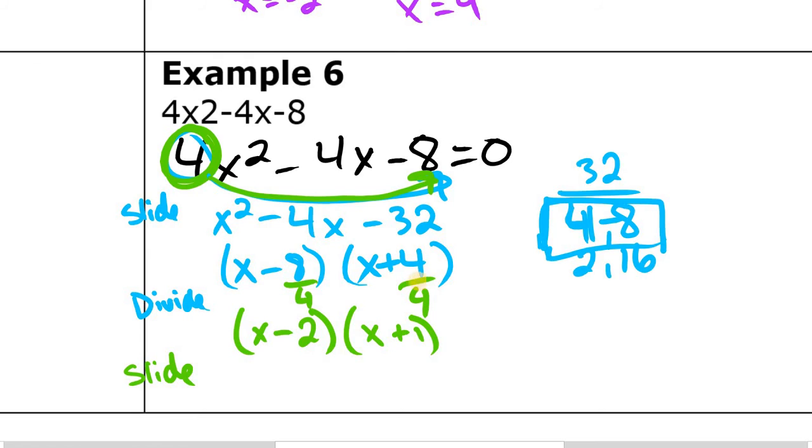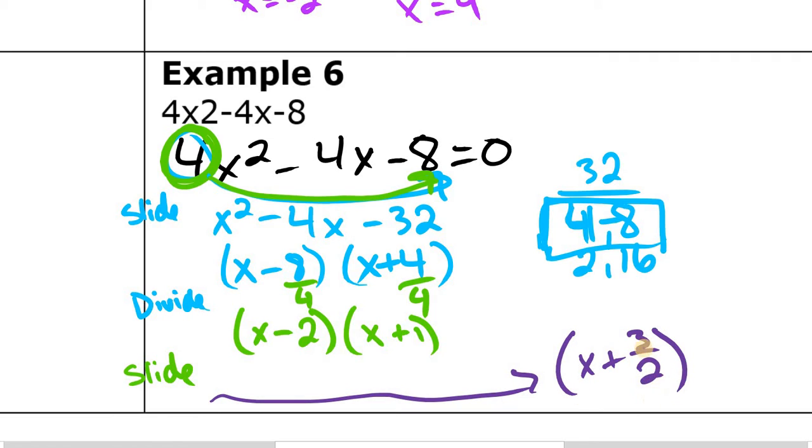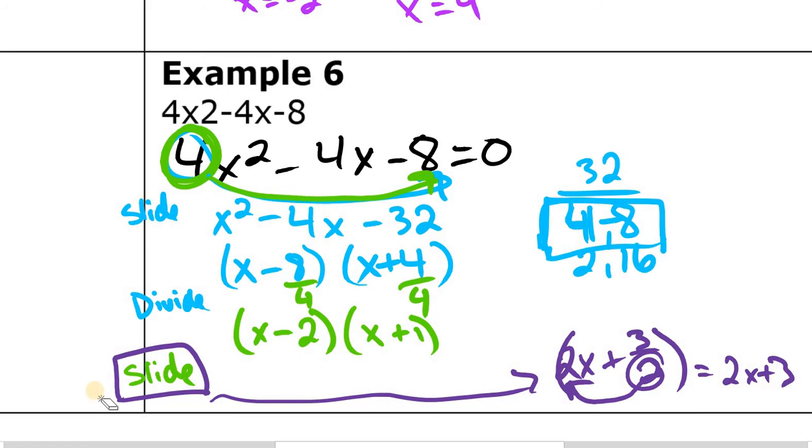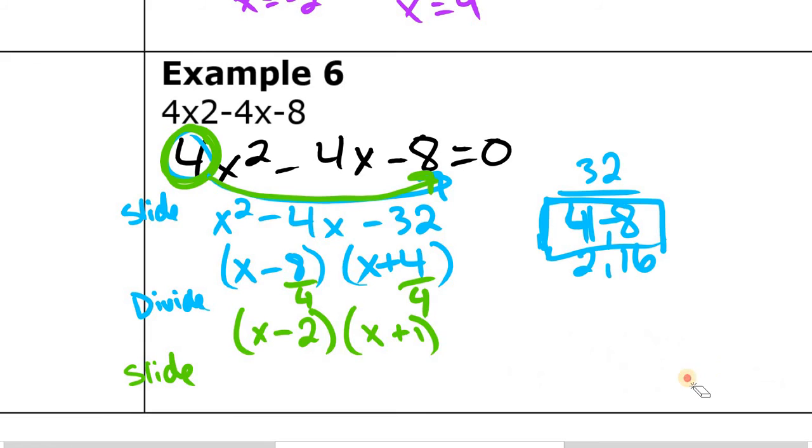So if there was something in the denominator, so for example, and this is fake, so don't get caught up on it, but if it had been x plus 3/2 and it didn't reduce, this last step of slide would be where you slide it back to the front and it becomes 2x plus 3. That didn't happen in this case, so there was nothing to do for the slide step. We already have it factored.